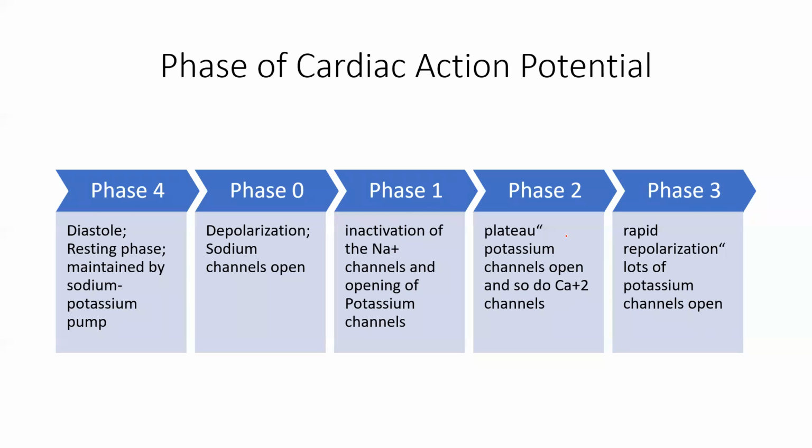Okay, so the phases of cardiac action potential. There are 5 phases. We're going to start with phase 4. This is the diastolic phase, or the resting phase. The diastolic phase is where the heart is relaxing and filling up with blood. This is where the heart muscle relaxes. This is maintained by the sodium potassium pump. Once it gets enough signals, it's going to go to phase 0, which is our main depolarization phase.